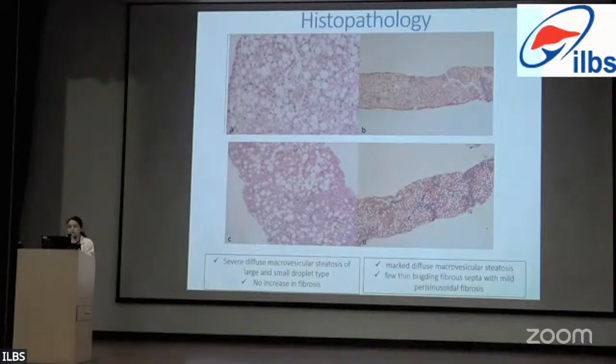Coming to the histopathology, it varied in our patients. Most of the patients had severe diffuse macrovesicular steatosis of large and small droplet type, with some patients having no increase in fibrosis and other patients having up to bridging fibrosis.